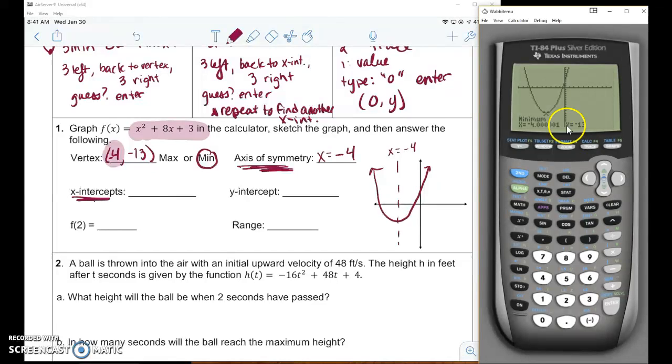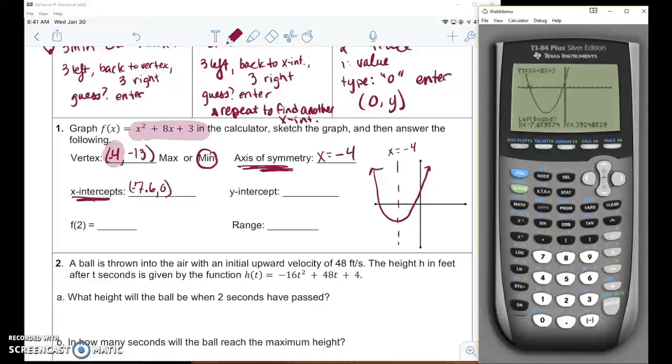X-intercepts. Notice that my graph here has 2 x-intercepts. So second, trace, I need to find the zeros. I'm going to start with the one on the left. I put my cursor on that x-intercept, and I go 1, 2, 3 to the left, enter. Back to the x-intercept, 1, 2, 3 to the right, enter. Guess, enter. And I get that my first x-intercept is the point -7.6, 0.